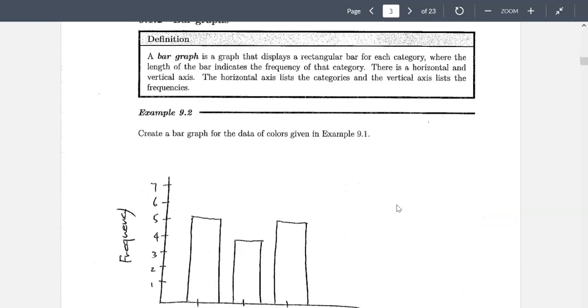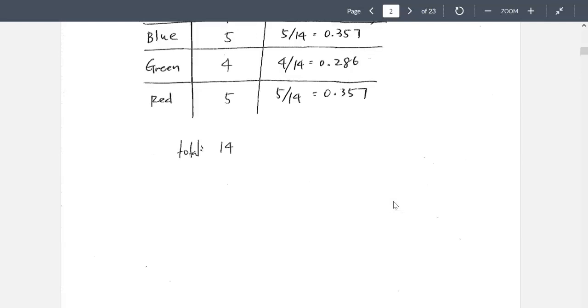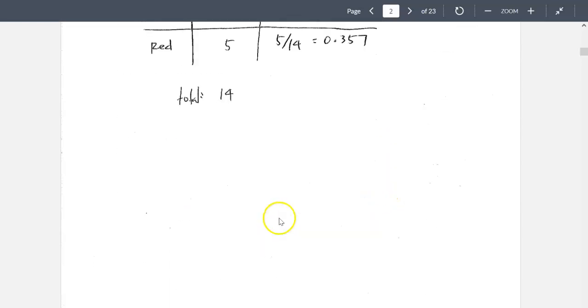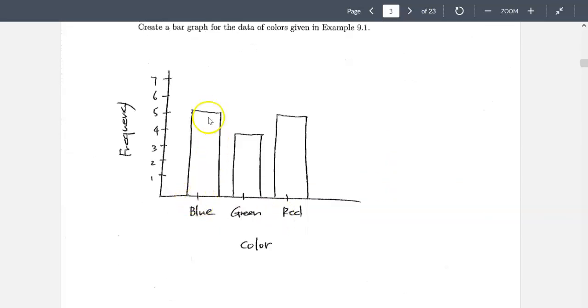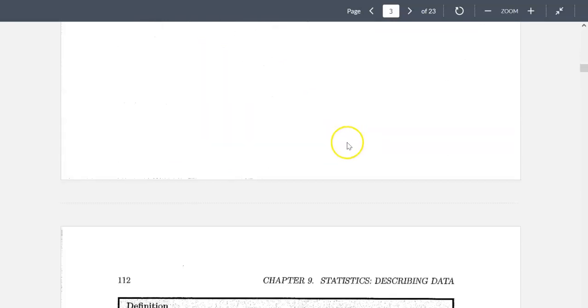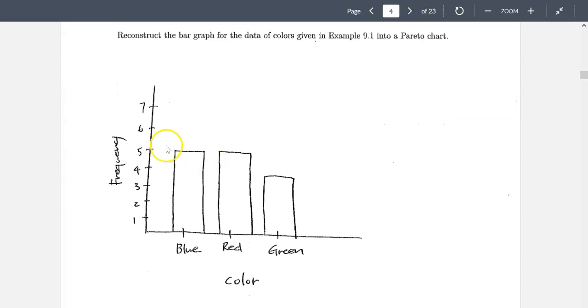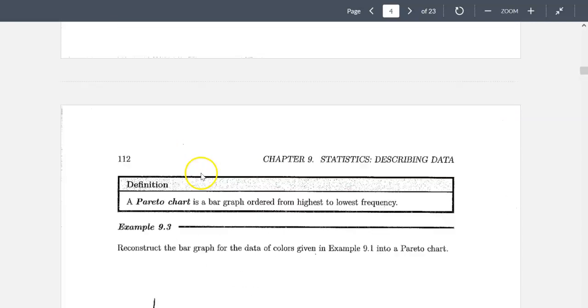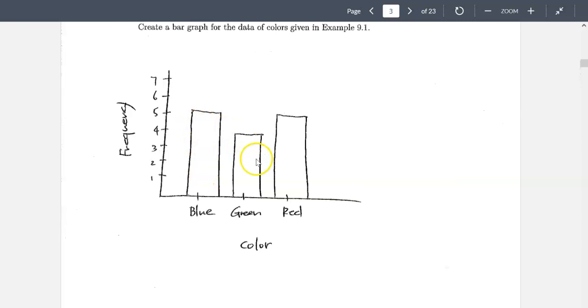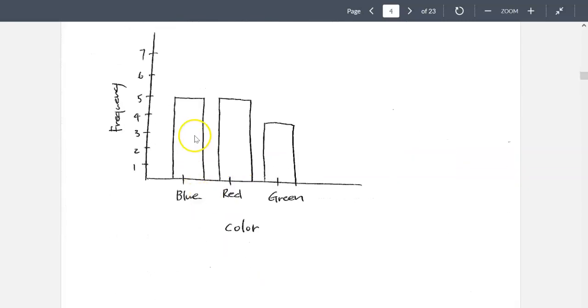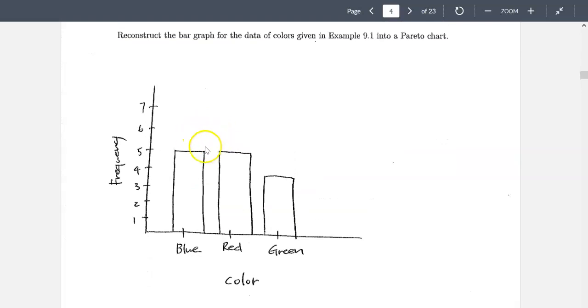Okay, bar graph. You guys have seen a bar graph before. It's pretty much taking the frequency table and graphing the frequency. Blue is at 5, green is at 4, and red is at 5. A Pareto chart is a type of bar graph, except we put it in order from the highest to the lowest. So instead of the order blue, green, and red, the blue and red are a lot higher than green, so we're going to put them in order of height. That's a Pareto.